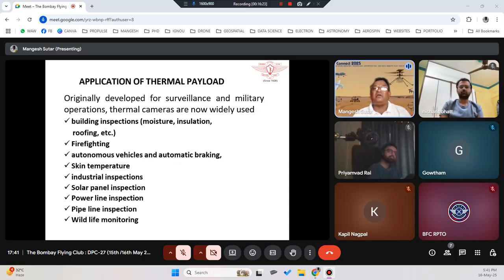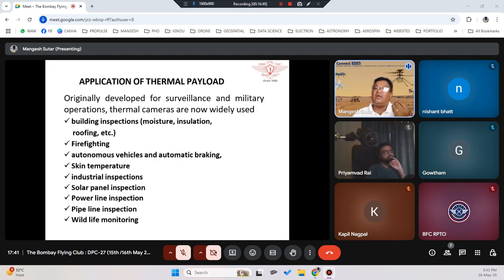Firefighting people are also using them to detect fires, as well as autonomous vehicles and automatic braking, skin temperature monitoring, industrial inspections, solar panel inspections, and power line inspections. Even in power line inspection, we were asked not only to fly the drone with the RGB camera, but thermal footage was also required. Also pipeline inspections and wildlife monitoring. I have a very good example of pipeline inspection; I will tell you during the practicals.